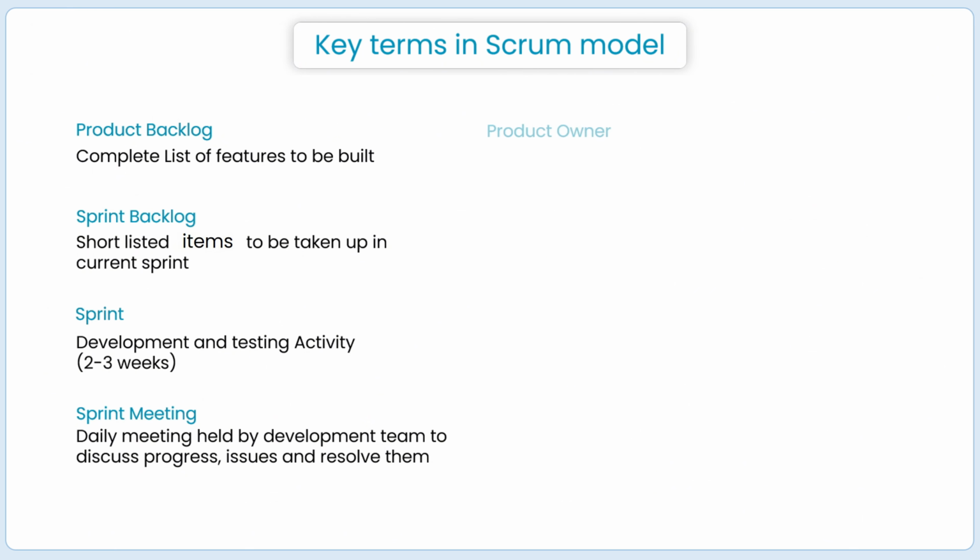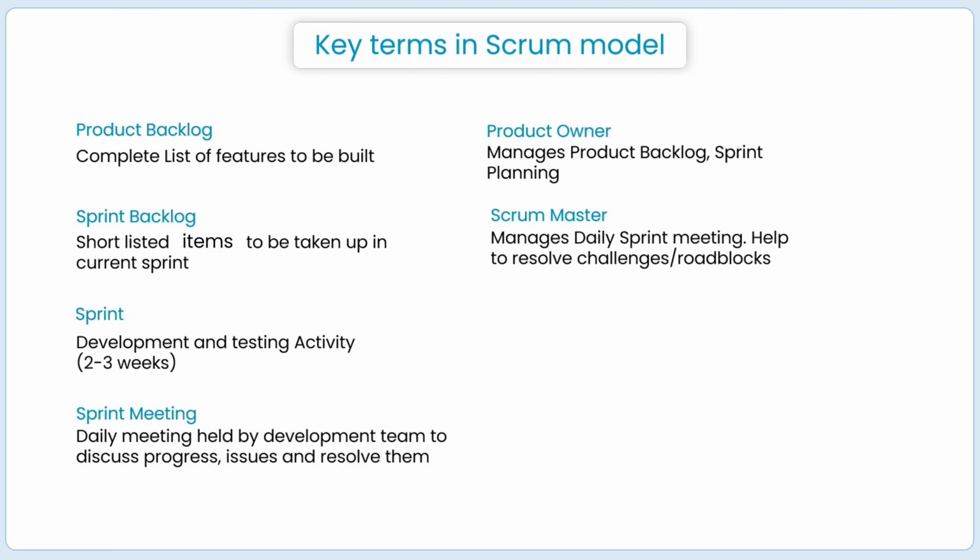Next, we have product owner. They are responsible for the product backlog. During sprint planning, they explain the highest priority items and their value to the team. Scrum Master. They act as a facilitator of the sprint meeting, ensuring the meeting stays on track and the team understands the goal and the purpose of the sprint. They also help remove any impediments, challenges, roadblocks.